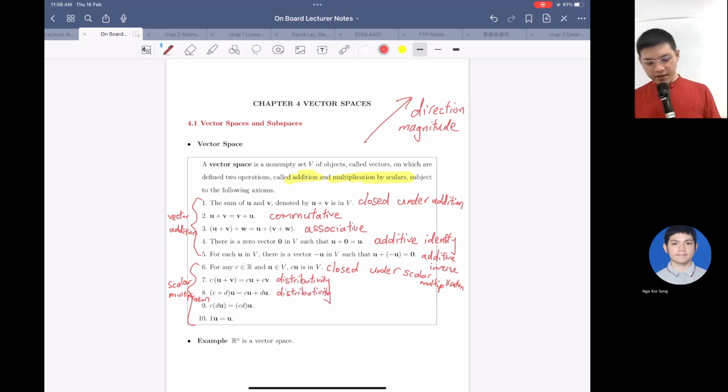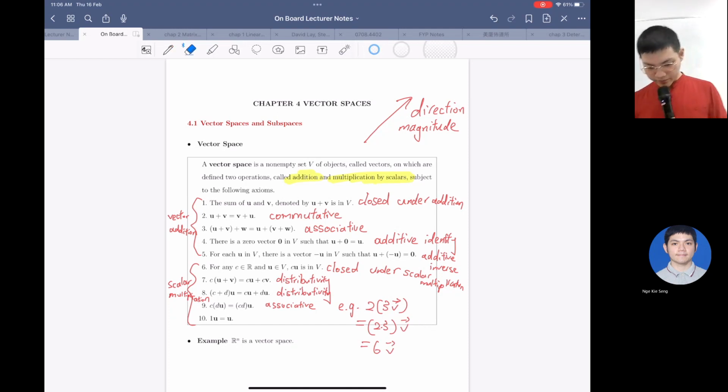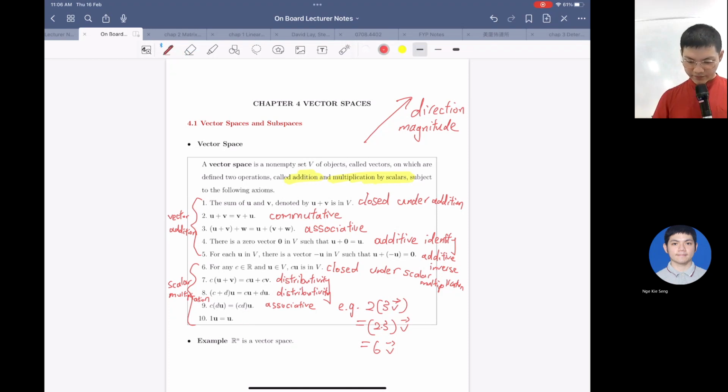And then 9 is a bit similar to associativity. If I want to multiply, for example, 2 times 3 times v, it is equal to multiplying 2 times 3 first, and then multiplying by v. So I get 6v. And then 1 times u is u. So it's the identity, the scalar identity.